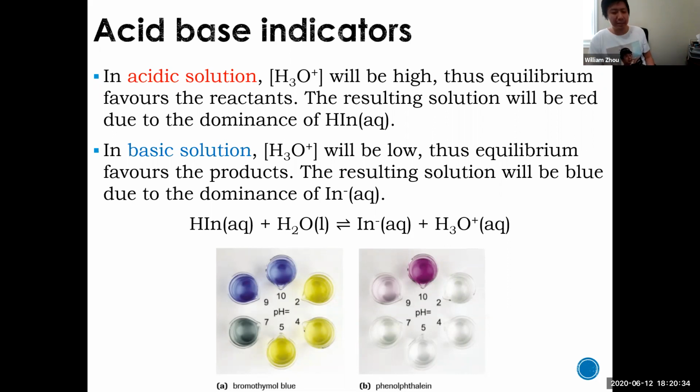Now, there are many types of indicators. In the picture, those two are the most common ones. You have bromothymol blue, which turns blue at pH 7 if it's basic, and turns yellow at pH 7 if it's acidic. Phenolphthalein turns pink, magenta, purplish at a pH of 9 if it's basic, and turns colorless at a pH of 9 when it is acidic.